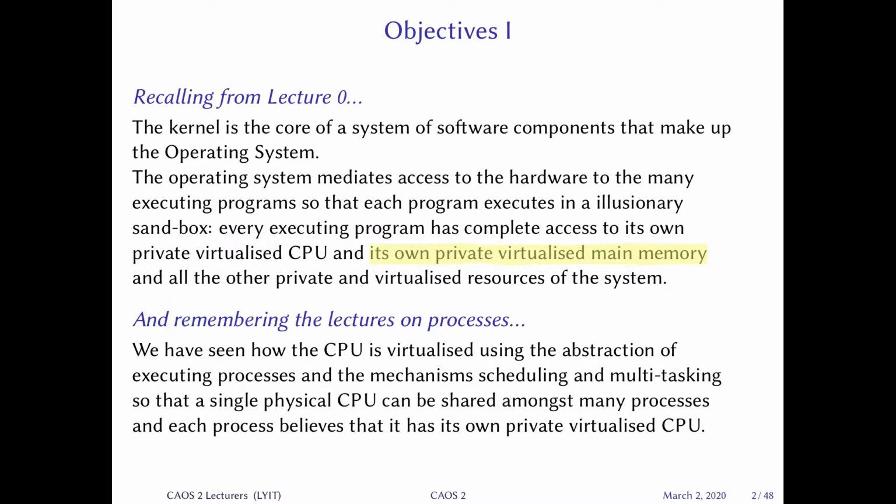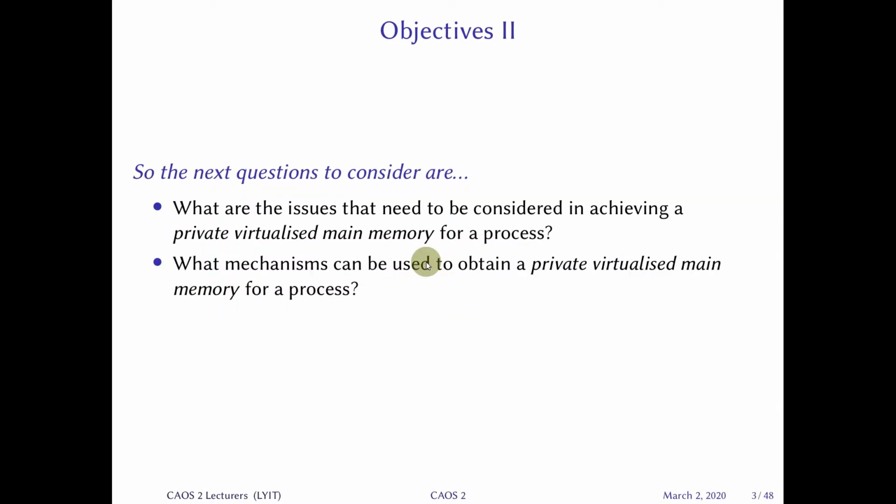And really what we have to discover is how that illusion is achieved by the kernel, what the actual mechanism is for doing this. So in this lecture we'll explore some ancient history, and we'll look at the initial attempts going back maybe 40 or 50 years for memory management and their limitations. And once we've seen what the limitations are, we'll then look at the actual memory management technique that is used in real computer systems. Okay, so that is expressed as two questions. What are the issues that need to be considered in achieving a private virtualized main memory for a process? And what are the mechanisms that we can actually use to achieve a private virtualized main memory for a process? So we'll consider those in due course.